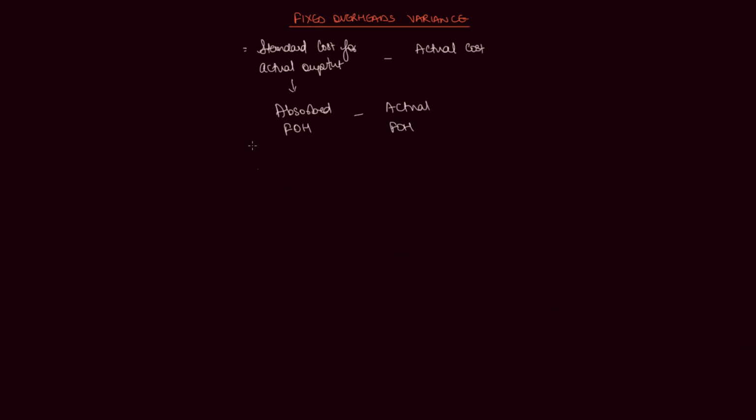And how do you calculate the absorbed fixed overheads? It is equal to overhead absorption rate multiplied by actual output. And how do you calculate overhead absorption rate? Budgeted fixed overheads, obviously, divided by budgeted output. This is done at the beginning of the year.